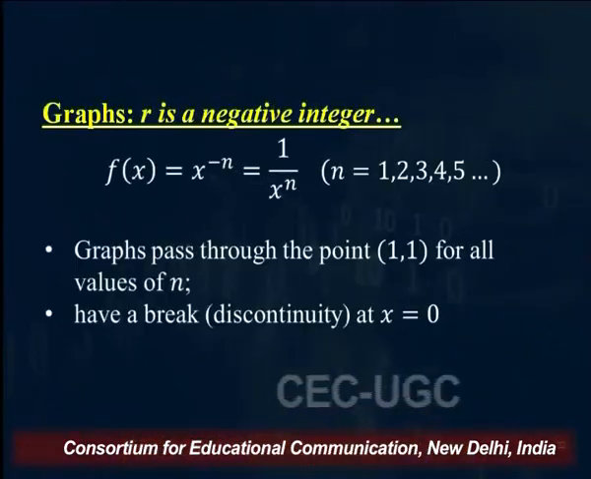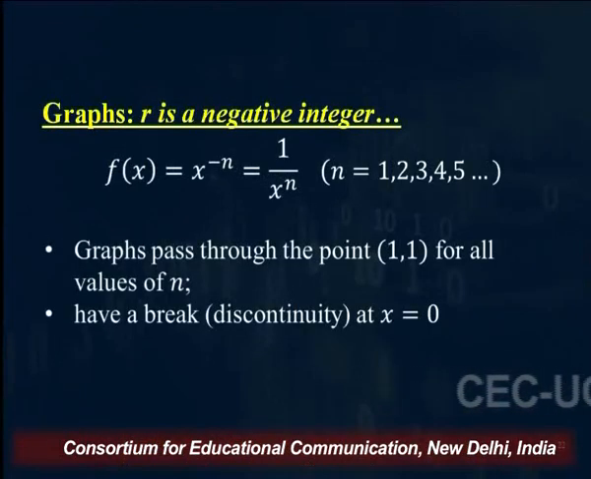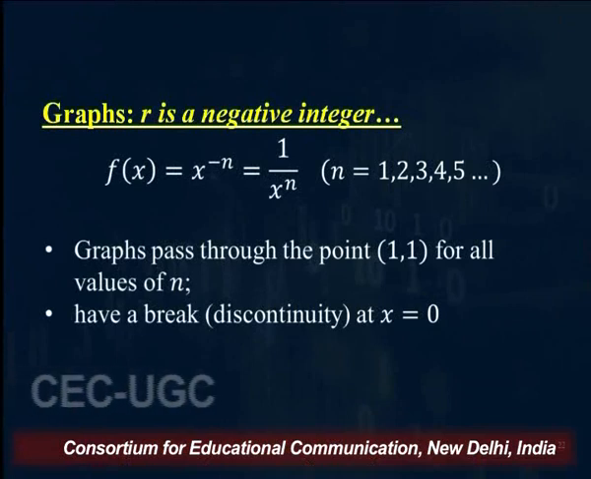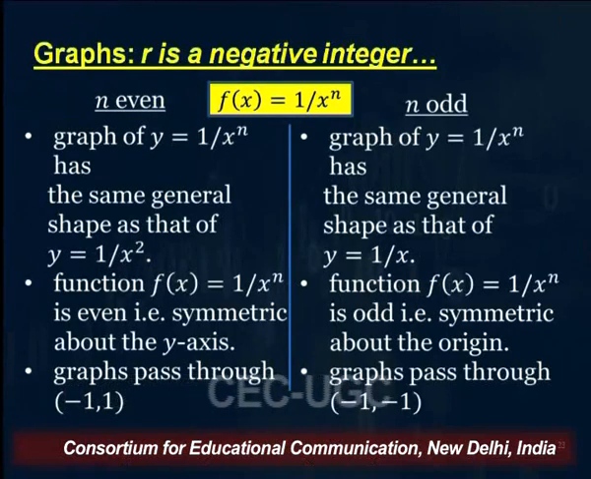Right, so let us generalize. If you have r as a negative integer, then whatever the value of n is, the graphs will pass through the point 1, 1 for all values of n. And the second feature that I am pointing out here is that the graphs will have a break or a discontinuity at x equal to 0. And these are the common features which I just pointed out while looking at the specific cases, and we'll now look at the families of curves, but let me just quickly go through this.